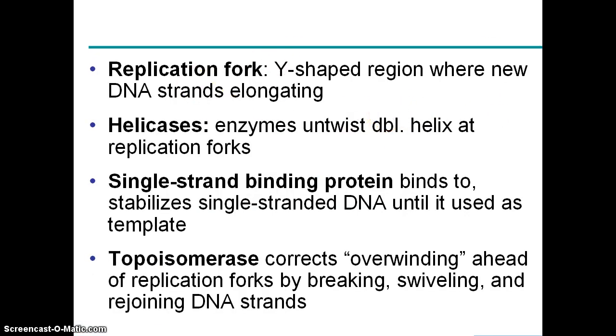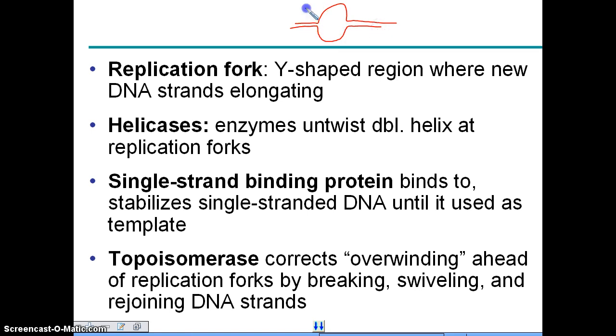Now, in terms of terminology, when you create this origin of replication or this replication bubble, the replication fork is this region here where the split is occurring. So where the helicase is acting is this Y-shaped region where the information is being added. Again, helicase is that enzyme that splits apart the strands.